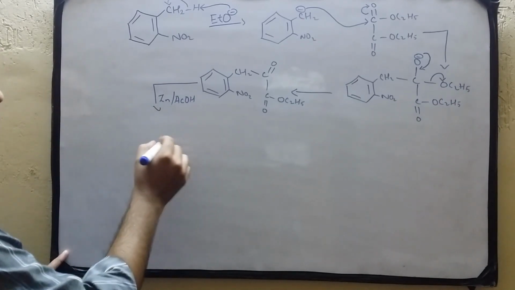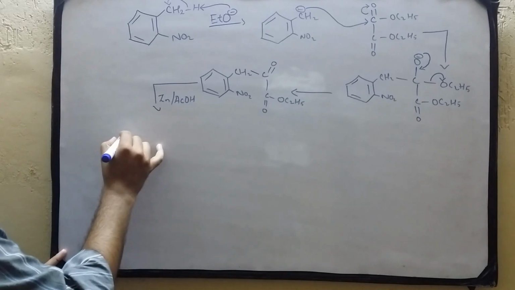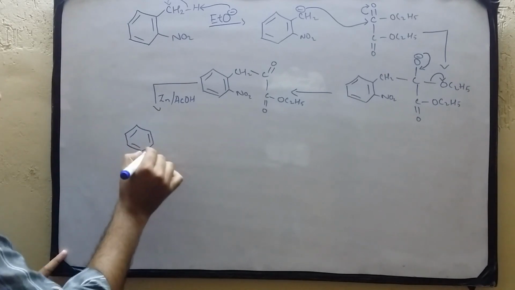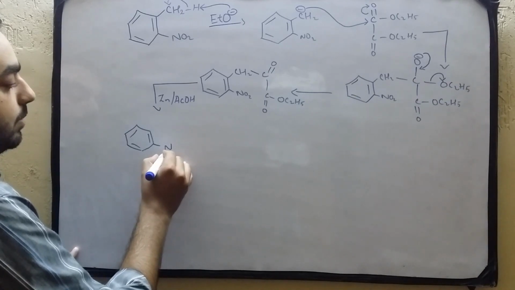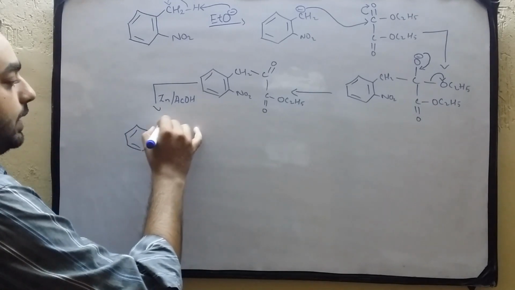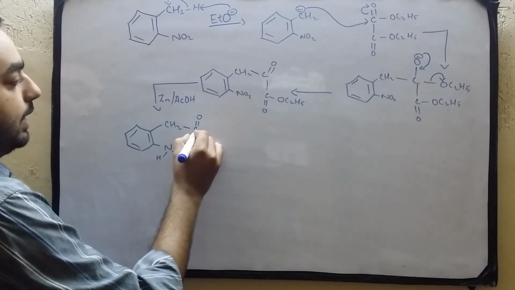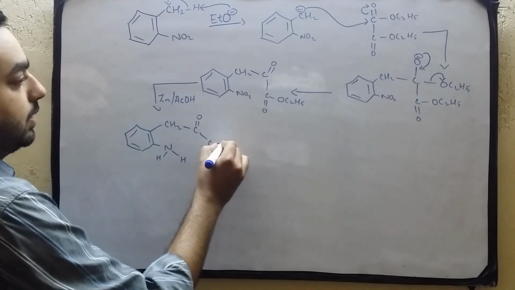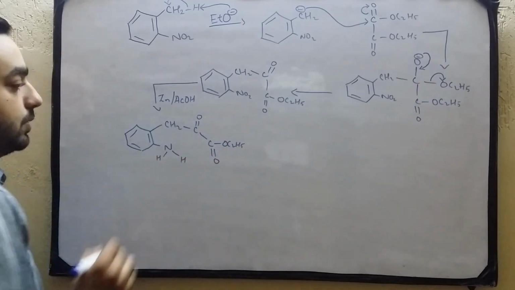So what will happen, this nitro group will be converted into amino group NH2. Okay, and the remaining terms will be written as it is, CH2, C double bond O, and C bond with OC2H5 and C double bond O. All right.